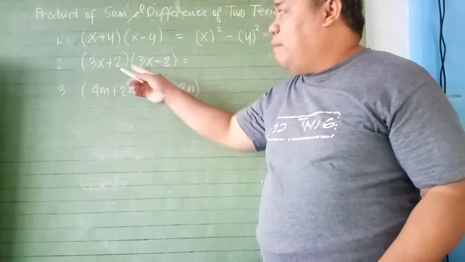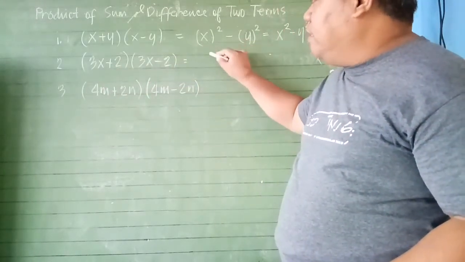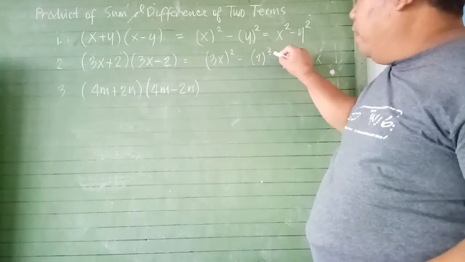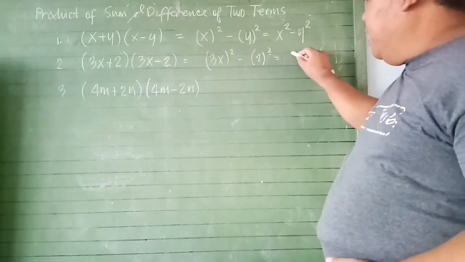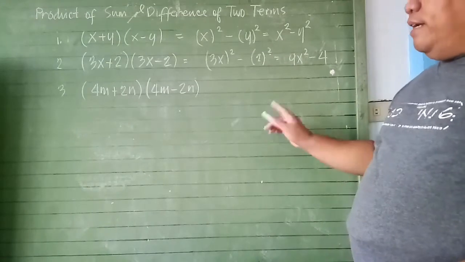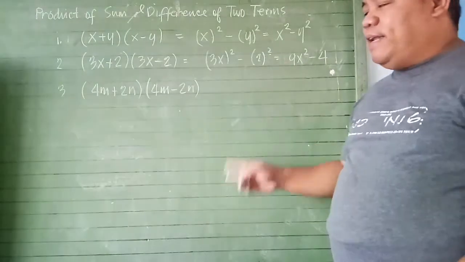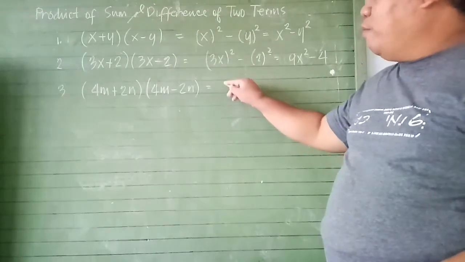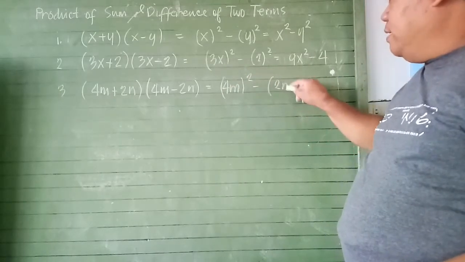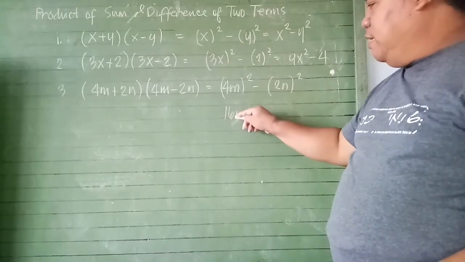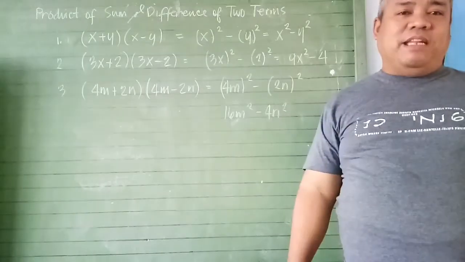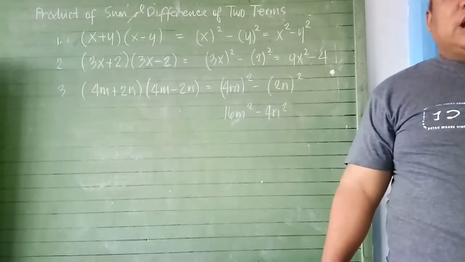Now let's apply it to the second number. It's the same: 3x plus 2 and on the other side 3x minus 2. So square the first term. We have 3x squared minus 2 squared. The square of 3x is 9x squared, and the last term should be minus 4. Then on the last one, again 4n plus 2n and 4n minus 2n. So we apply it: we have 4n squared minus 2n squared. So this is 16n squared minus 4n squared. So that is the product of the sum and difference of two terms.